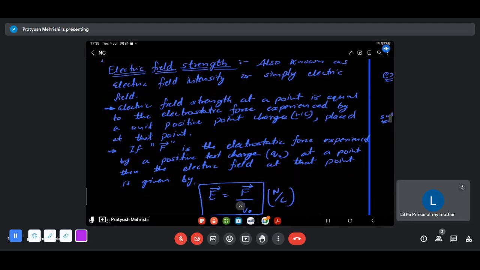It means if 1 coulomb charge is put in any region, whatever force will be experienced by it, that force will be called the field at that point.